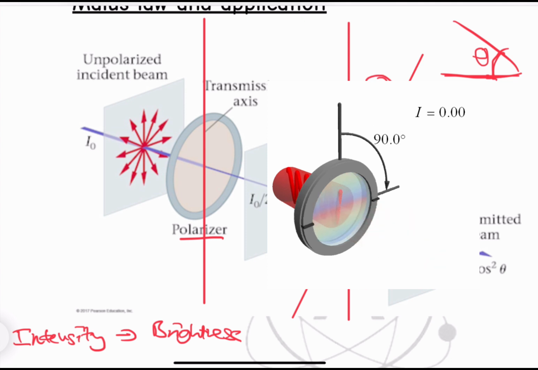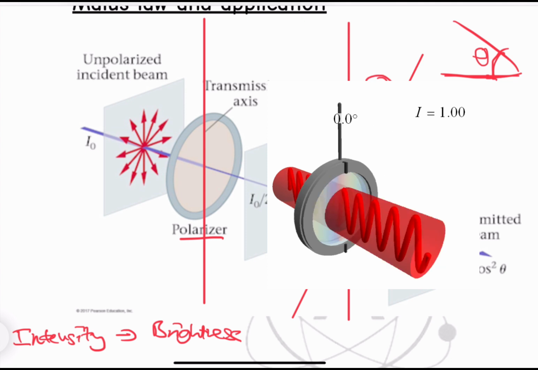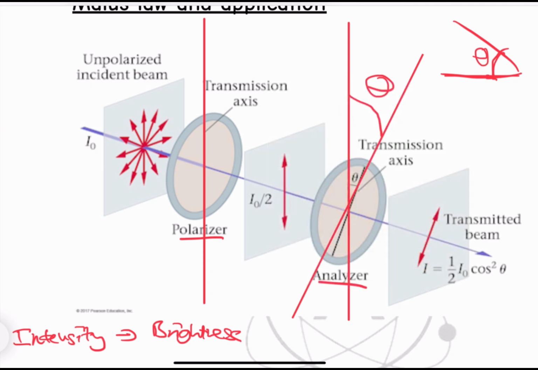And Malus' law says that that value of theta is related to the intensity that comes out. Malus' law says that the intensity that you get out, I, is related to I naught, which is just half I naught as we said, multiplied by cos squared of theta. So I equals I naught cos squared theta.